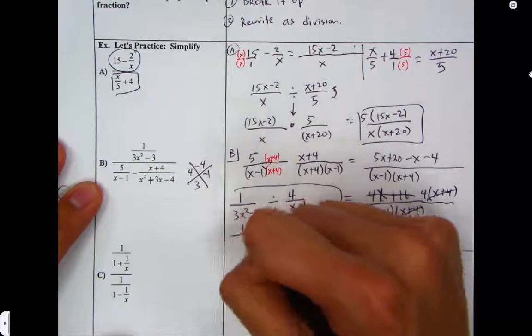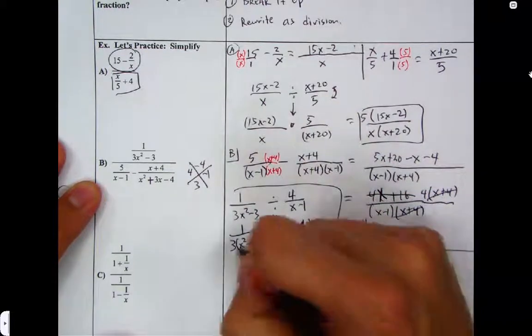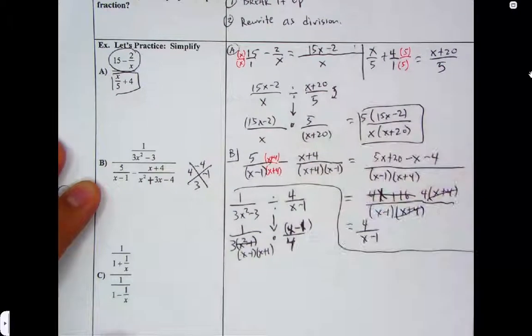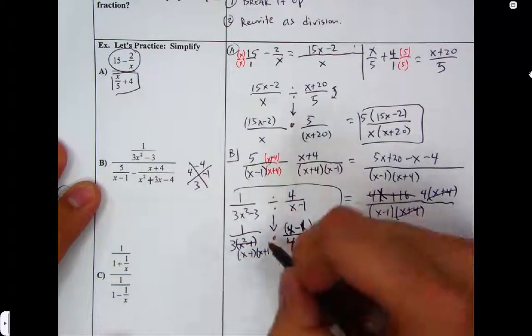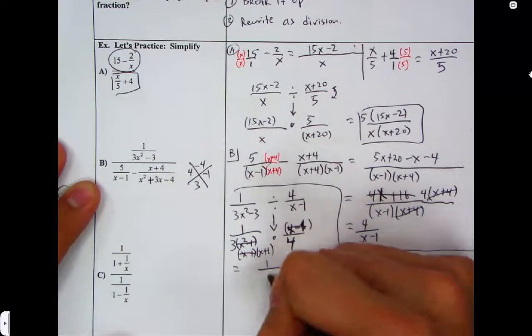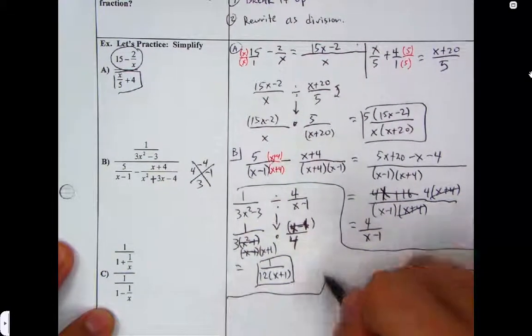Okay, I'm going to factor that and take out GCF. And then I'm going to factor x squared minus 1, which is x minus 1, x plus 1. Any of the same factors on top and bottom? x minus 1s. So I'm going to write what's left. 1 over 3 times 4 is 12, x plus 1. And that's our answer. Last one, letter C.